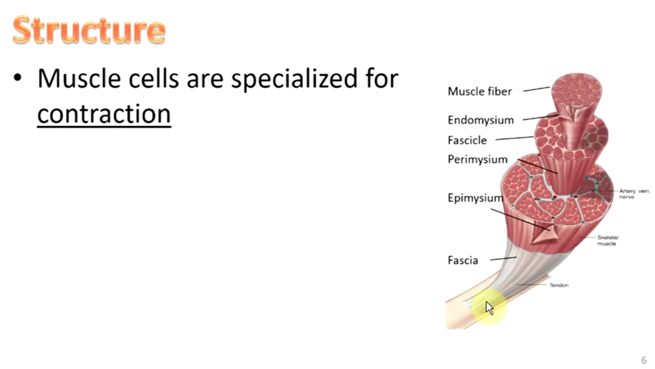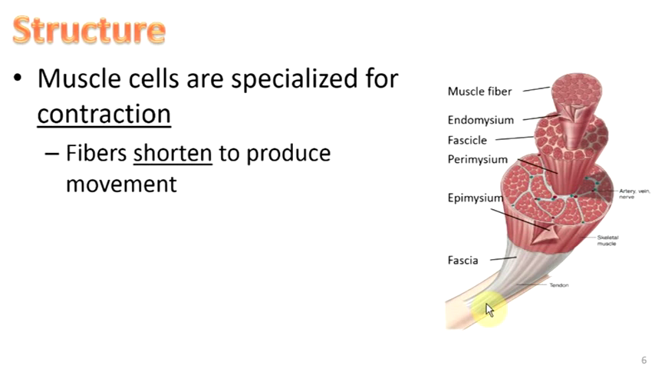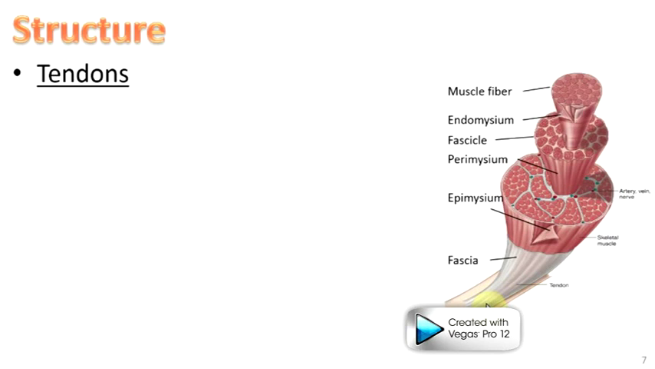Okay, so muscle cells are specialized for contraction, and muscle fibers can only do one thing. They can only shorten. And that has some pretty strong implications that we'll talk about later. So let's talk about tendons.